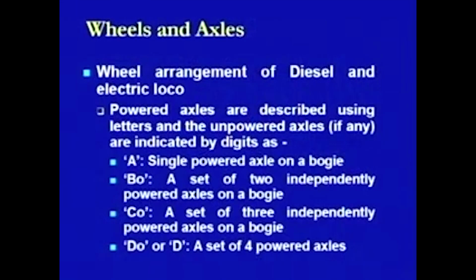Similarly, the third condition is CO. In the case of the CO, the set of three independently powered axles are placed in the same bogie. Then DO or D denotes a set of four powered axles. So this is a case where we are having a single bogie condition, and in that single bogie condition these abbreviations have to be used.